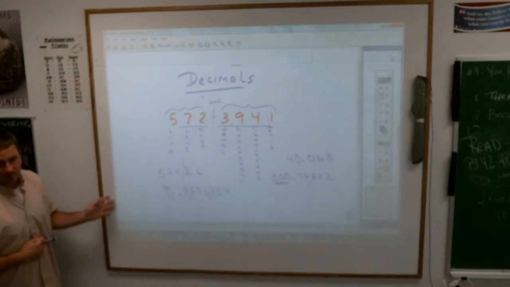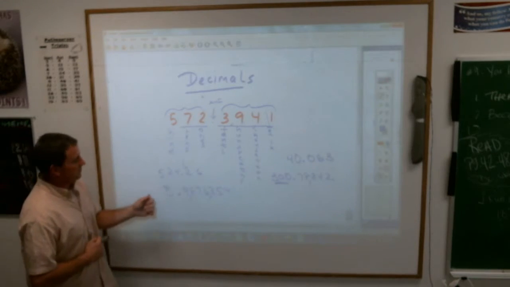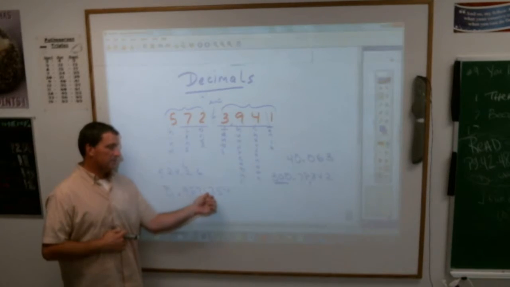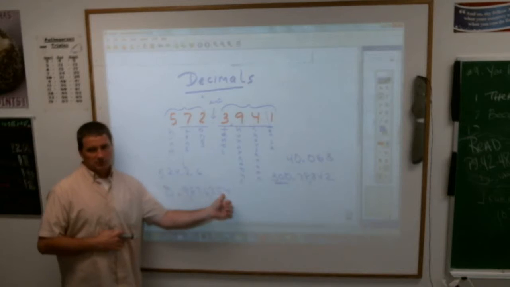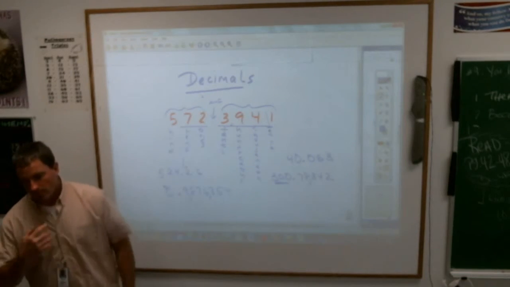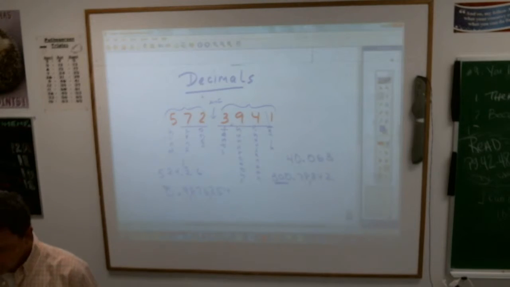Does that make sense? Alright, so this number is 0 and, by the way, you don't have to say 0 and, you could just say 9,876,354 ten-millionths, if you really want. Again, not a whole lot of answer.